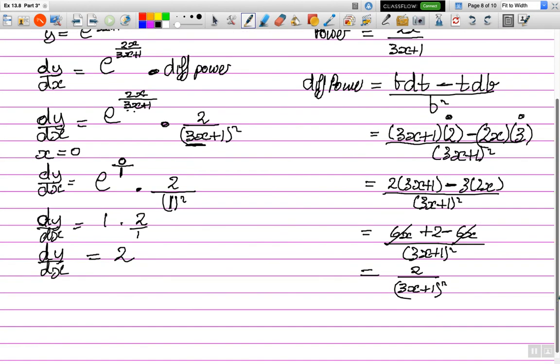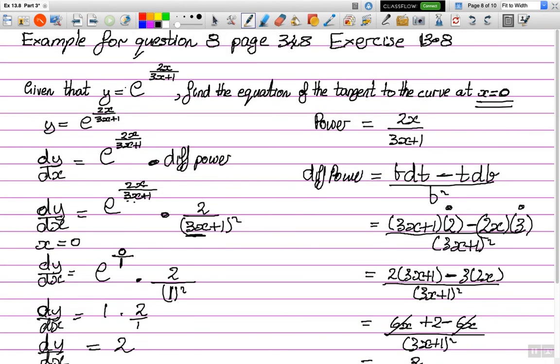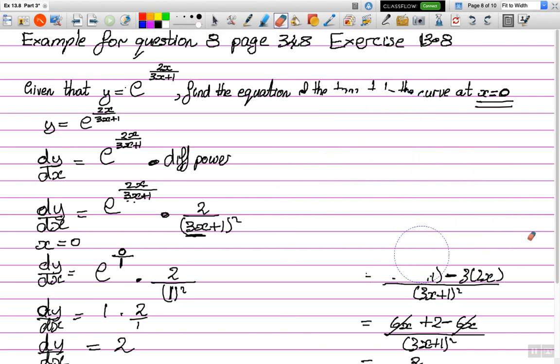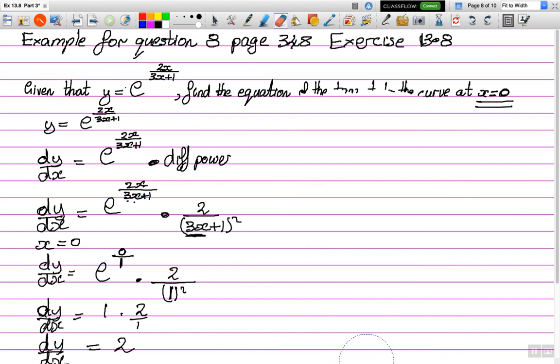Now, I am running out of space, so I'm making the assumption that you've copied everything down. So what I can do now is I can rub out the bit on the right and carry on with the work. Now, they asked us to find the equation of the tangent. Find the equation of the tangent to the curve. The equation of a tangent is given by the formula y minus y1 is equal to m on x minus x1.